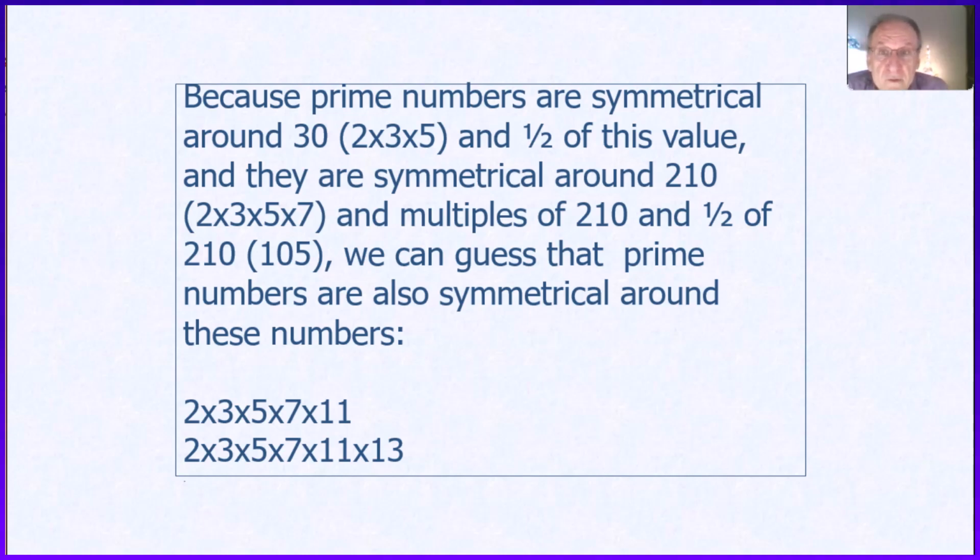Okay, so that's why they're symmetrical. Now, what if we keep going? What if we go to the next prime number, 11? 2 times 3 times 5 times 7 times 11. And then we add the next prime number, 13.